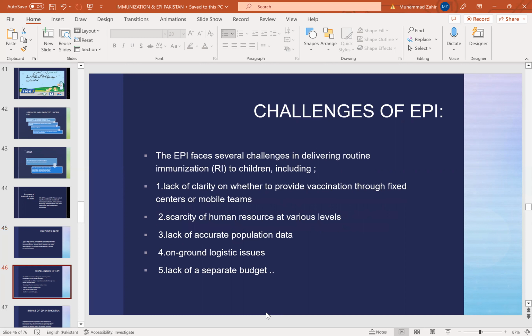Challenges of EPI include lack of clarity on whether to provide vaccination through fixed centers or mobile teams, scarcity of human resources at various levels, lack of accurate population data, on-ground logistic issues, and lack of a separate budget.